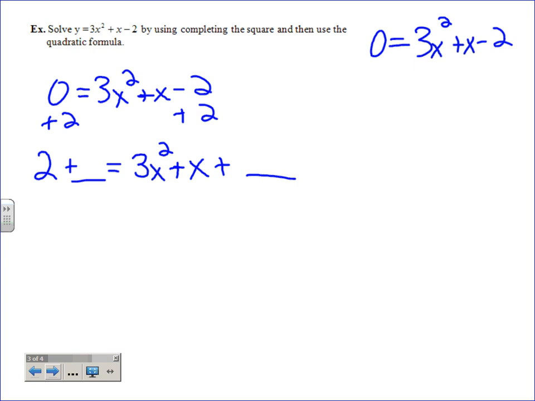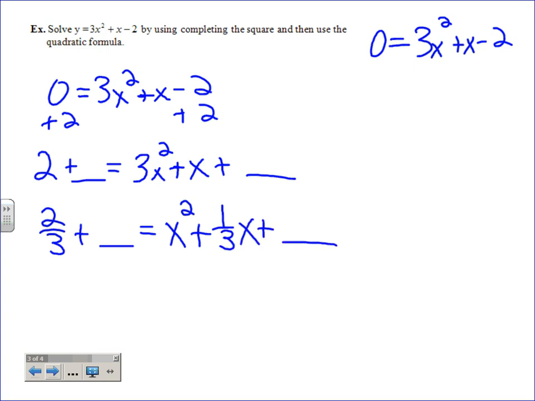All right, so if I divide 3 by 3, I get 1, right? If I divide this by 3, you know what? I'm just going to rewrite it. Forget it. Divide this by 3. 2/3, right? Plus blank. Not blank divided by 3. Don't do that. Equals x squared plus 1/3 x. Very good. Plus blank.